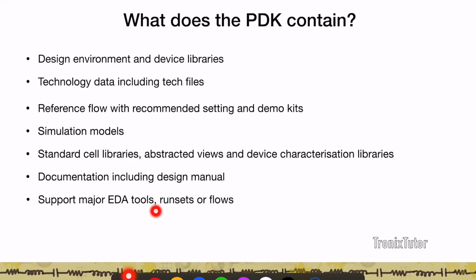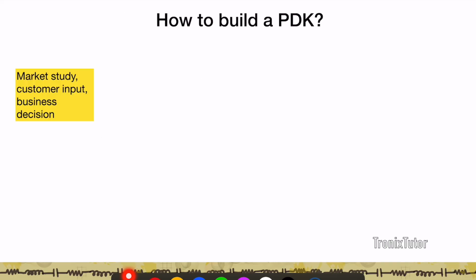Finally, for the PDK, multiple vendors exist for EDA tools in the market, and your PDK has to be able to work on all different EDA tool sets. So typically, the foundry would release PDKs specific for different EDA tools. So how does one build a PDK?